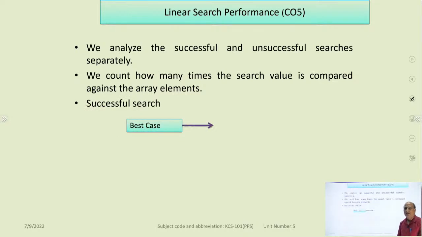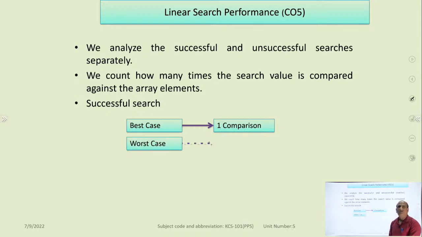For a successful search, the best case running time is one comparison, meaning we are looking for an element and it is found at the first position, array index 0. We compare it with the first element and find it. So the best running time of this linear search program is one comparison only, so the best case running time is big O of 1.